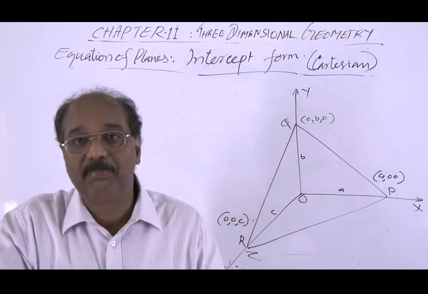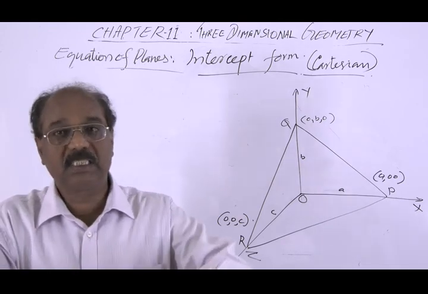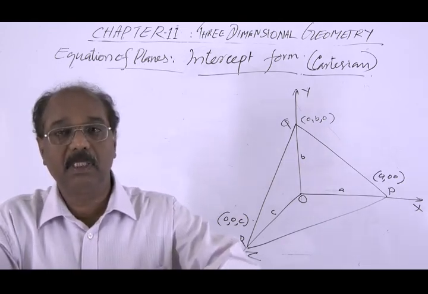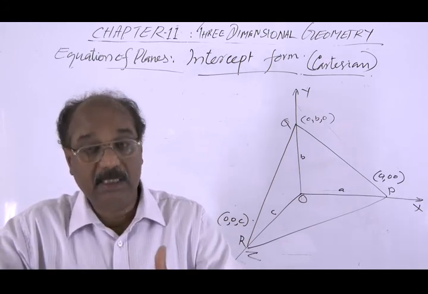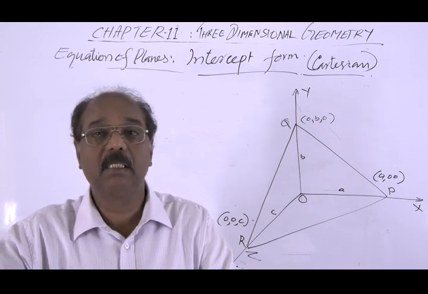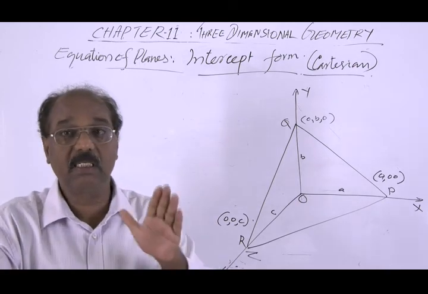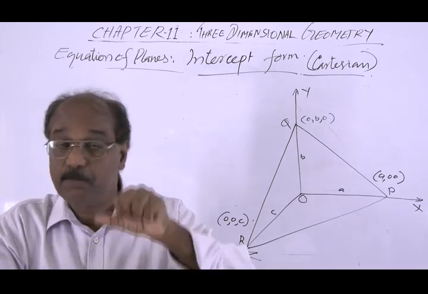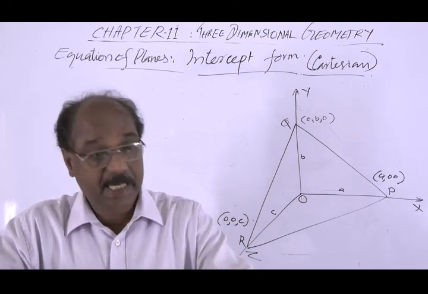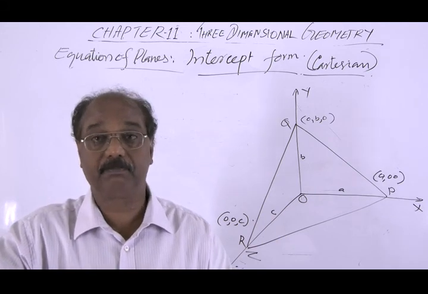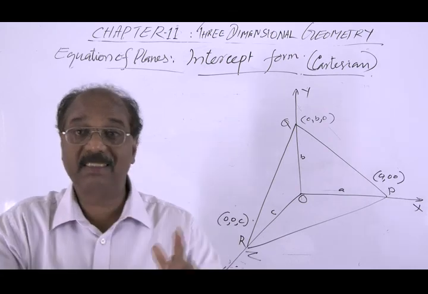Now, equation of the plane in the intercept form. Intercept form means the plane intersects the axes at 3 points, and the 3 points are known points, and we can derive the equation of the plane passing through these 3 intersecting points. We can derive the equation of the plane directly using the intersecting points, and also we can use the previous result.